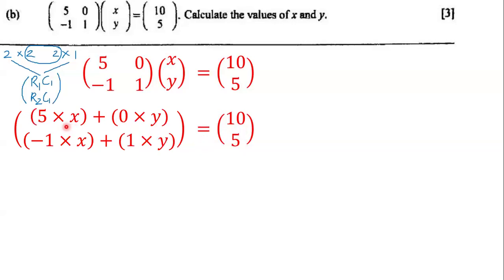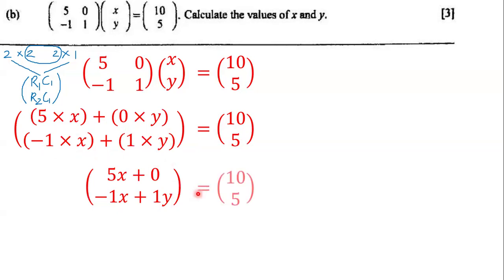Next, we multiply. What is 5 times x? 5 times x is 5x. 0 times y is 0. -1 times x is -1x. And 1 times y is 1y. We have that equal to 10 and 5. Next, what we do is we say 5x plus 0, and that's simply 5x. -1x is simply -x, and 1y is simply y, and we set that equal to 10, 5.